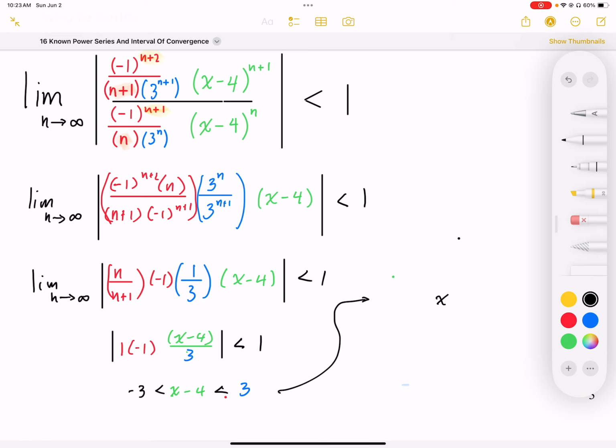So we have x is less than 7 and x is greater than positive 1. So this represents our interval of convergence. Our radius happens to be, I'm just going to make a note of the radius. The radius is equal to 3. And the interval is going to be so far from 1 to 7.